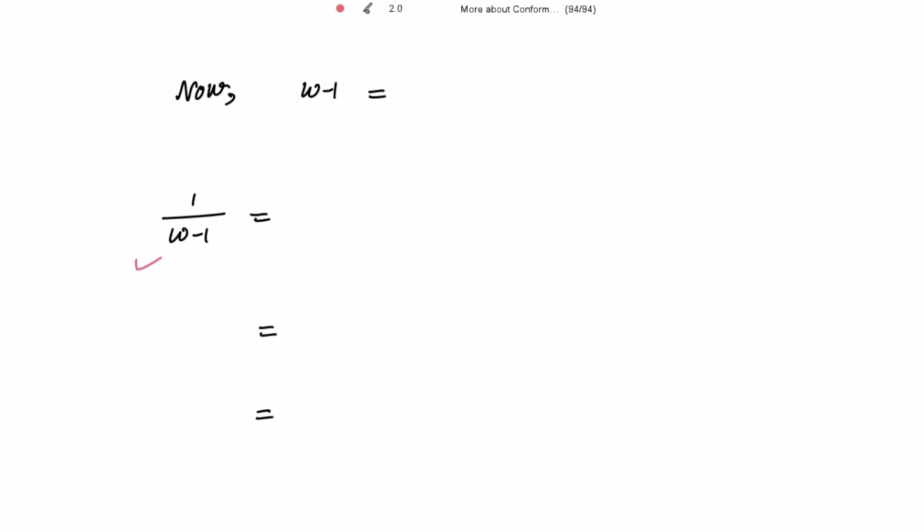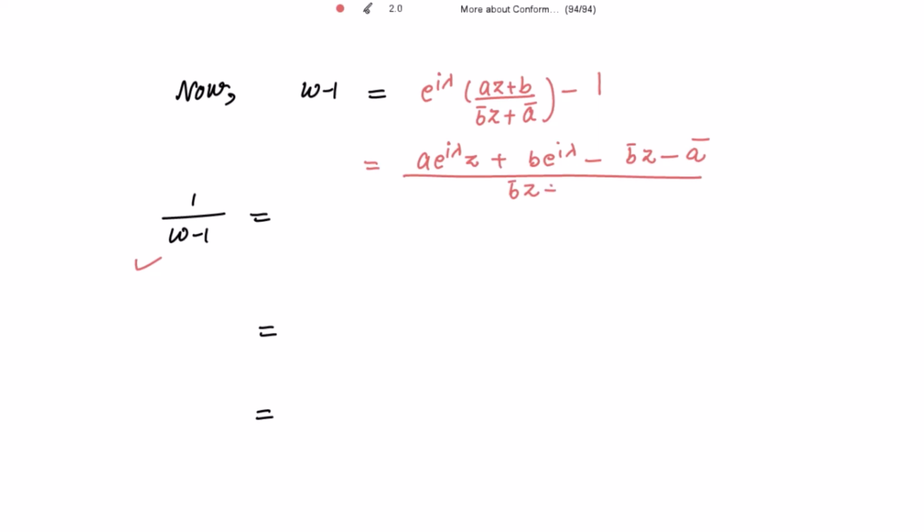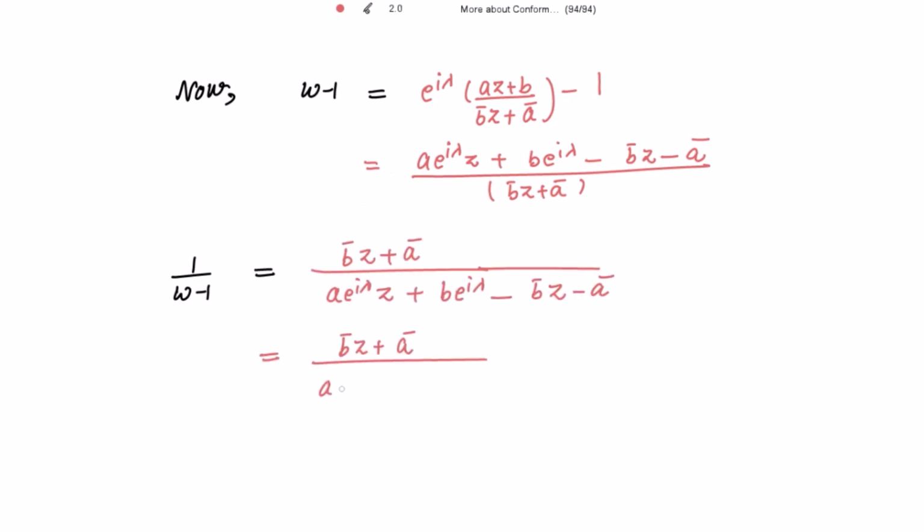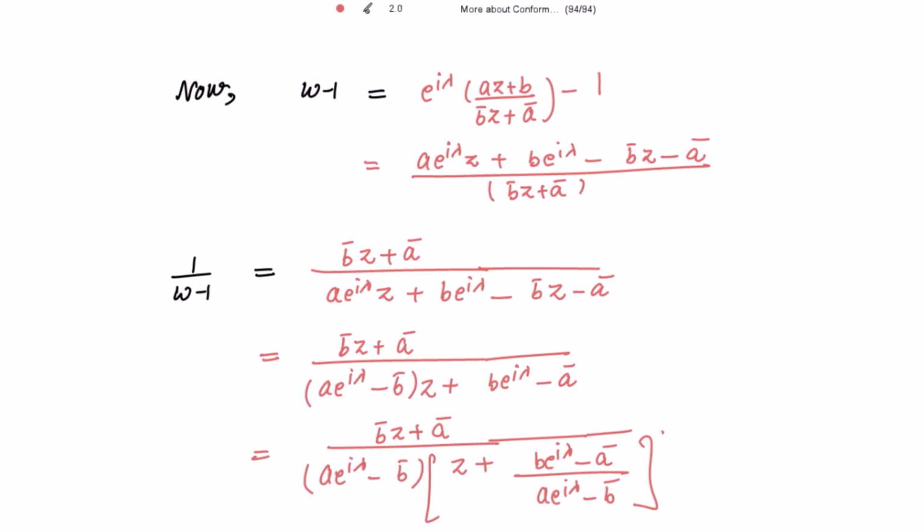Now to get this format, let's find the value of w minus 1 first. So w is e to the power iota lambda into (az plus b) divided by (b bar z plus a bar), minus 1. So this is equal to (a e to the power iota lambda z plus b e to the power iota lambda minus b bar z minus a bar) divided by (b bar z plus a bar). Now taking its reciprocal, we get this. Taking z common from the denominator, we get (a e to the power iota lambda minus b bar) z plus (b e to the power iota lambda minus a bar). Taking the coefficient of z outside, we get this. Fine.